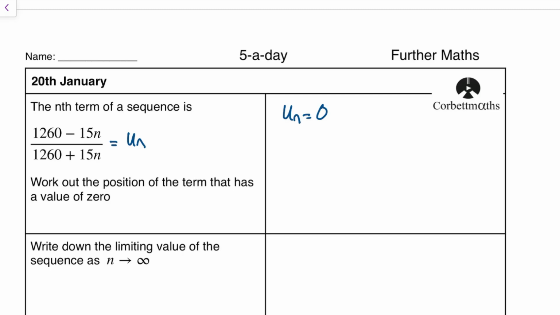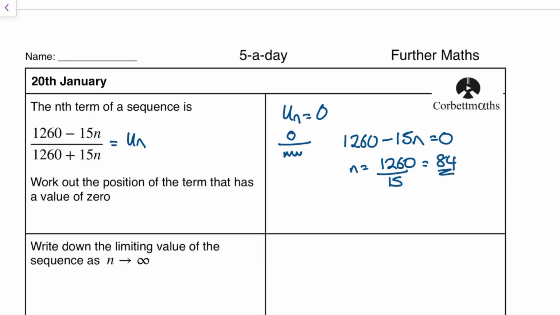Now, I've made this comment in other videos as well. It doesn't matter what number I have on the bottom, except for 0, ironically. In order to make the overall thing 0, the numerator needs to be 0, because 0 divided by anything is always 0. So I know that 1260 minus 15n must be equal to 0. So n equals 1260 divided by 15, which, to check my calculator, is 84. So U84 is equal to 0.